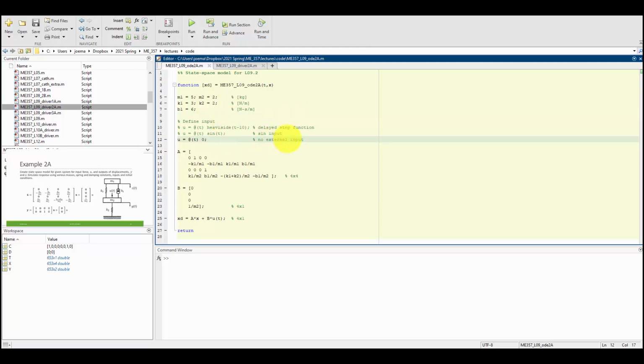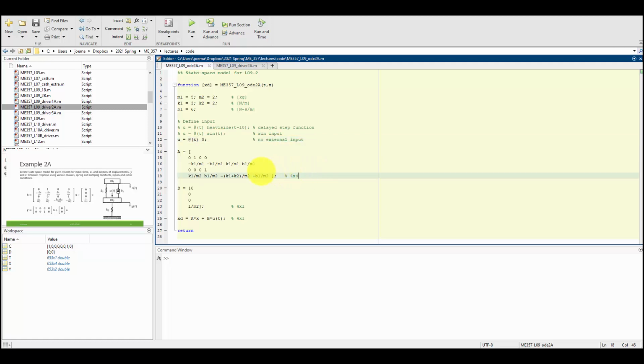And then I will define my u, my input, as an inline or anonymous function. I'll start with it just being 0 and see what happens if I change it to a step function or a sine function later, to see how the behavior of our system changes. But for now, just 0. We're only going to start with non-zero initial conditions and see what happens.